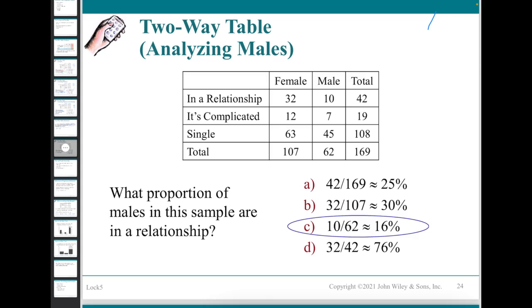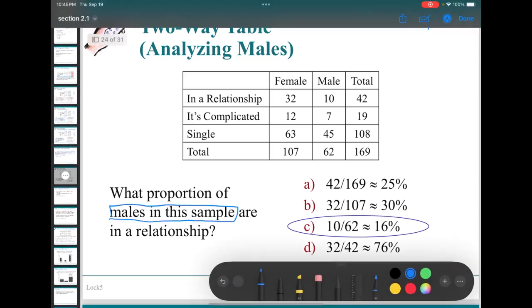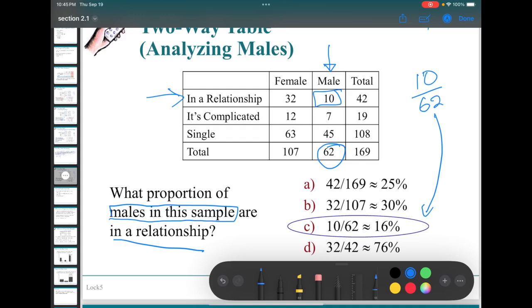Right, there's another one. What proportion of males in this sample are in a relationship? So, male in this column. I can say 62 is the count, the total for the male. In the relationship row, the value is 10 out of 62. Okay, so this is the value.